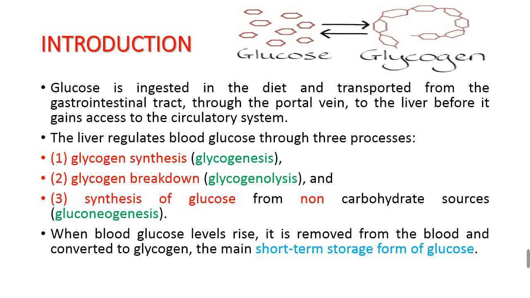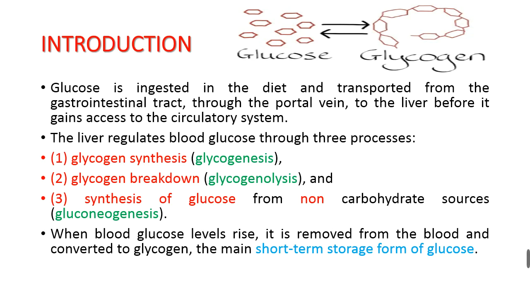Glucose is ingested in the diet and transported from the gastrointestinal tract through the portal veins to the liver before it gains access to the circulatory system. An important role of the liver to regulate blood glucose is through processes which are glycogen synthesis, which is called glycogenesis. The second role is glycogen breakdown, which is called glycogenolysis, and the synthesis of glucose from non-carbohydrate sources, which is called gluconeogenesis.